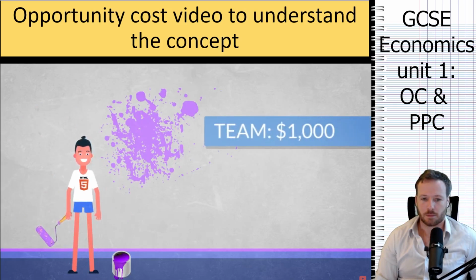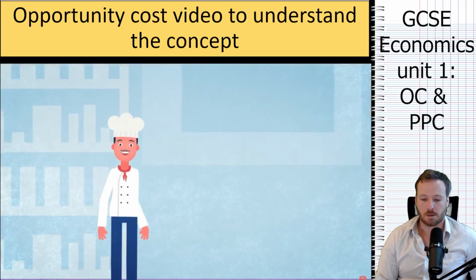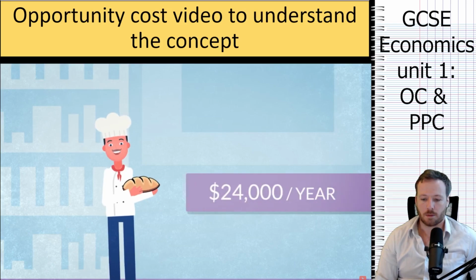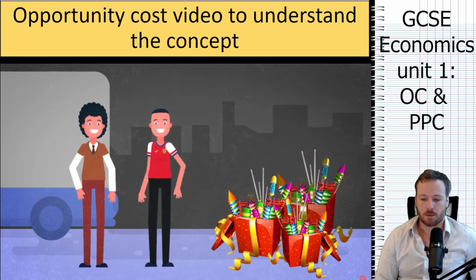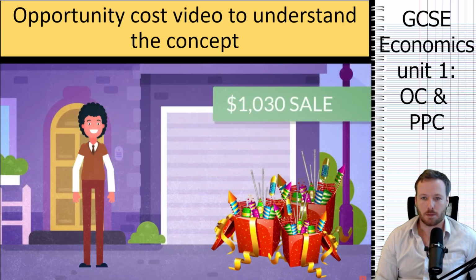He will spend 2 weeks doing it. 3. A good and respected baker leaves his job and sets up his own bakery. This will allow him to earn $24,000 in the first year of his business. 4. Just after New Year's Eve, a man buys slightly discounted fireworks for $1,000. He stores them in his home and sells them after a year for $1,030.